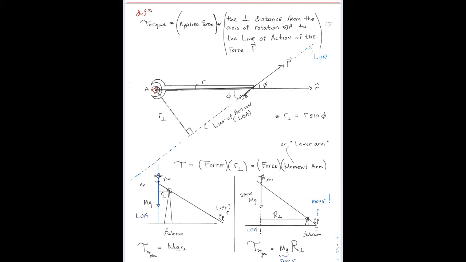The torque about axis A due to that force is the applied force multiplied by the perpendicular distance, that symbol means perpendicular, from the axis of rotation to the line of action of the force. So let's figure out what this line of action is. Here's somebody's hand, and they're pushing on the wrench. I take a geometric line, that's my line of action. It's just a dotted line that keeps on going along the direction of the force.